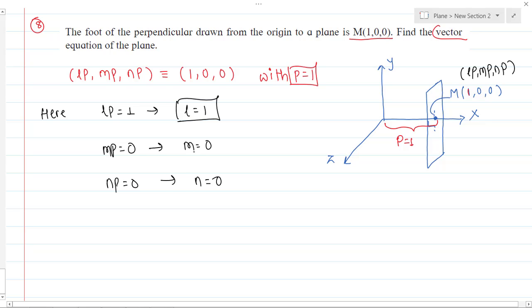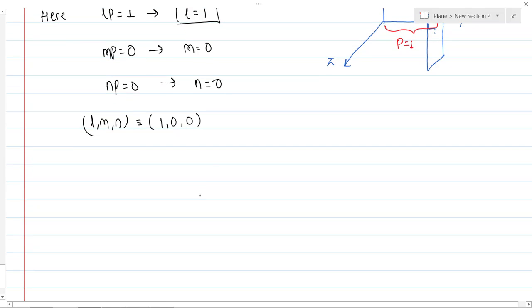So the direction cosines of this plane, l, m, n, are 1, 0, 0. And you know the equation of a plane in the direction cosine form is lx plus my plus nz equals p. Let's substitute the values of l, m, n and p in this equation. So it is 1 into x plus 0y plus 0z equals 1. So the final equation you get is x equals 1.